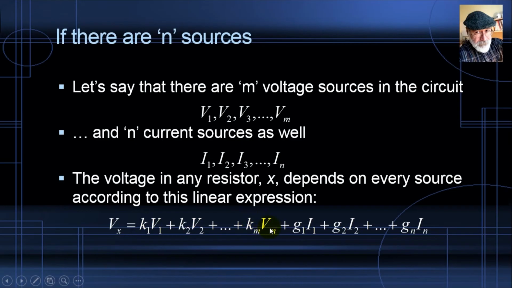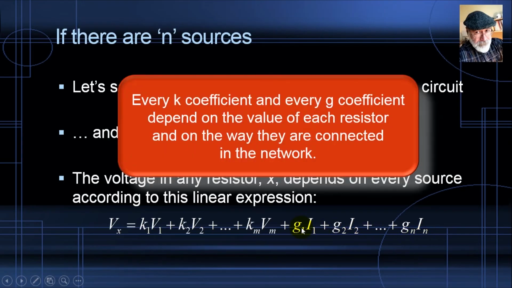so on to each one of the voltage sources according to the coefficients K's, and then proportional G1 I1 to the current source I1 and to the current source I2, etc., according to the coefficients G's. Every K and every G coefficient depends on the value of every resistor and the way they are connected inside the network.